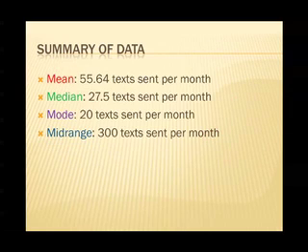So here's the summary of the measures of central tendency that we just found. We found our mean to be 55.64 texts sent per month, the median to be 27.5 texts per month, the mode to be 20 texts per month, and the mid-range to be 300 texts per month.